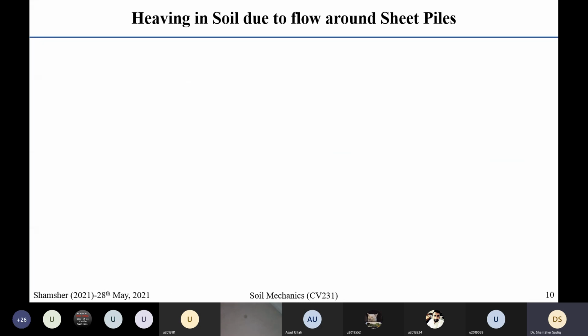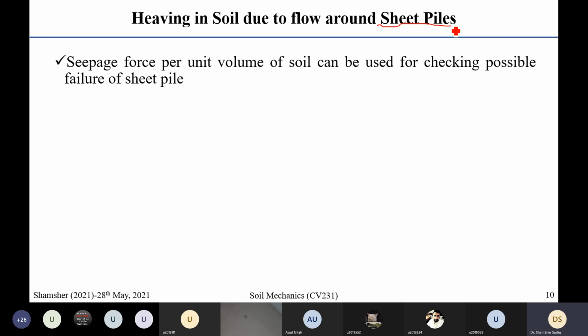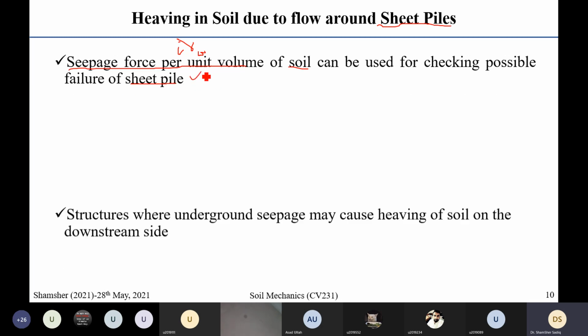Now let us understand what is heaving in soil around these structures. So we are talking about sheet piles, dams, or excavations. The seepage force per unit volume, which I told you in my previous slide, is equal to i, the hydraulic gradient, times the unit weight of the water. So the seepage force per unit volume of the soil can be used for checking the possible failure of the sheet pile. So you know what a sheet pile is.